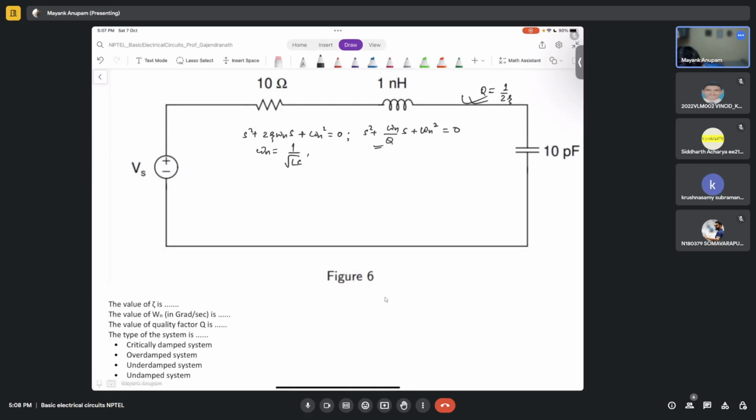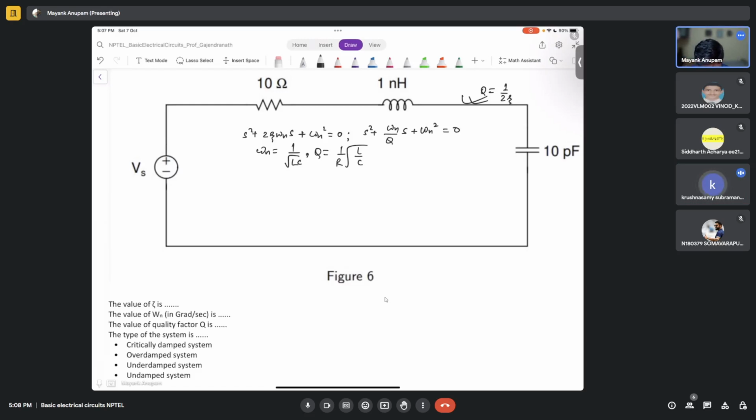Fine, moving on. So omega n is equal to 1 over root LC. What is Q for a series RLC? 1 over R, and then C upon L, right? No, sorry, L upon C. Is it correct?